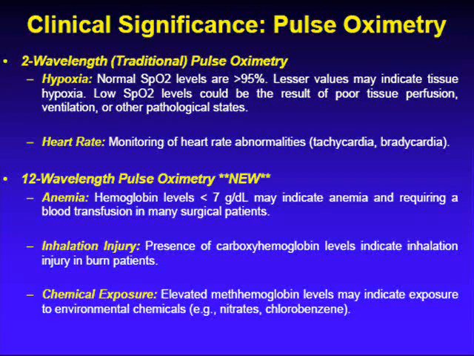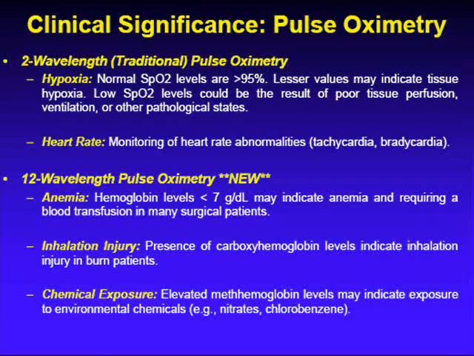Inhalation injury is another area where 12 wavelength pulse oximetry may be useful, since this new technology can measure carboxyhemoglobin. This may allow these patients who have inhalation injury, and this is usually the case in burn patients, to know if their respiratory tract has been exposed to thermal injury. Usually respiratory damage via inhalation injury is a marker for poor outcomes in this patient group.